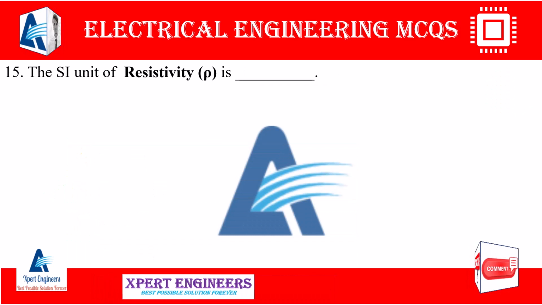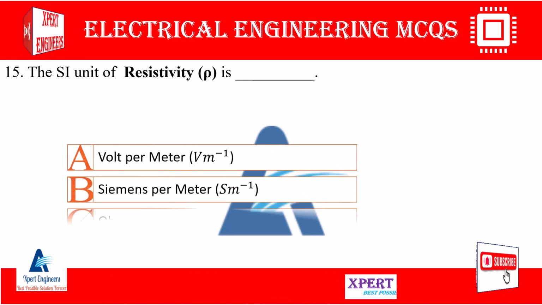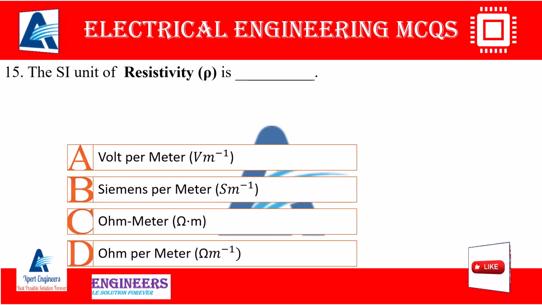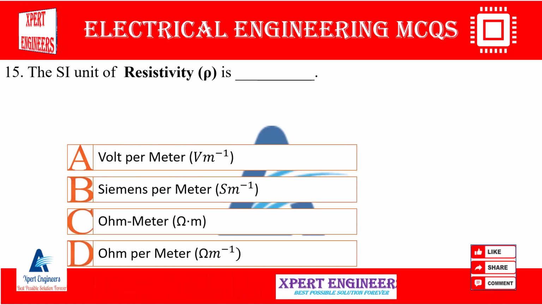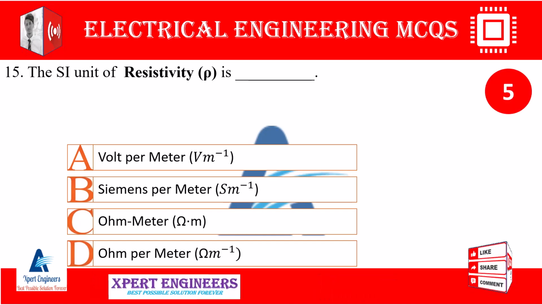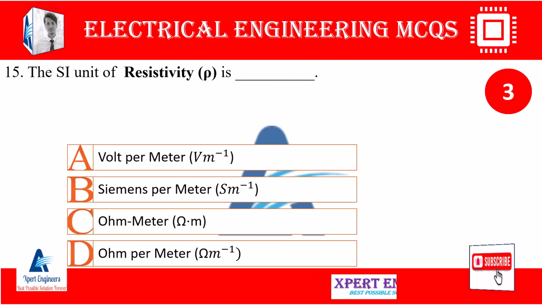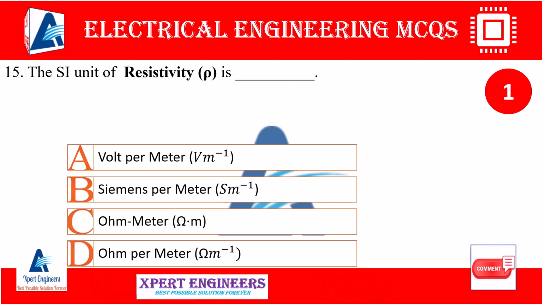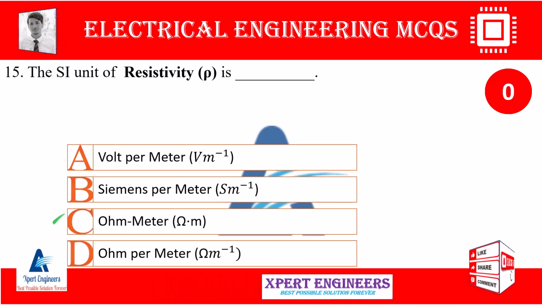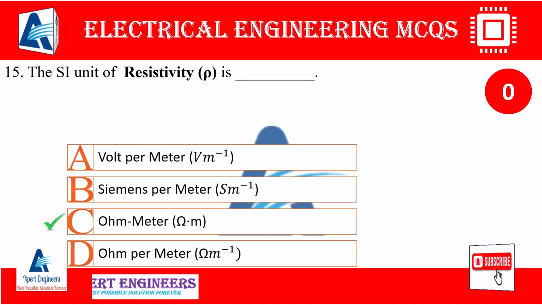Next is the SI unit of resistivity is dash. A, volt per meter, B, Siemens per meter, C, ohm meter, and D, ohm per meter. The correct option is C, ohm meter. The SI unit of resistivity is ohm meter.